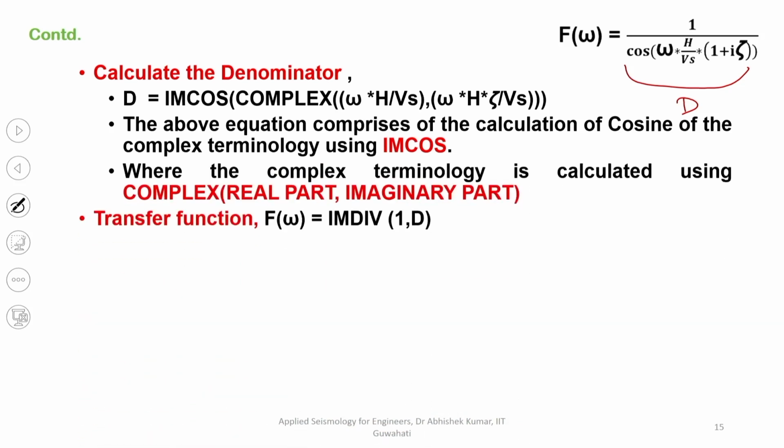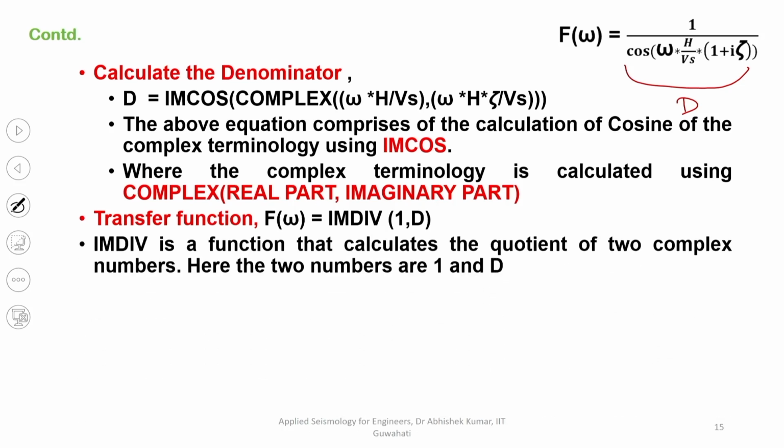Now, transfer function is 1 over d. So, you have to actually find out the inverse, but because this is a complex function, again you can use IMDIV. What is the numerator, what is in the denominator, that you can find out using this particular functional form. So, f omega will be equal to IMDIV within bracket 1 comma d. So, d is whatever term is there in the denominator, which has been calculated already using IMCOS complex. So, this d is whatever has been calculated using this particular equation. Once that part is calculated, you can find out f omega value.